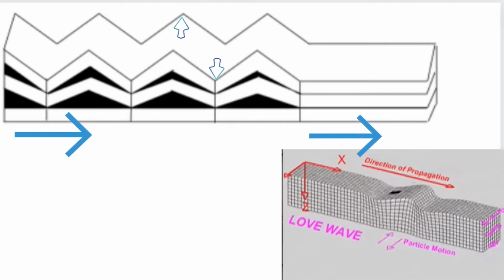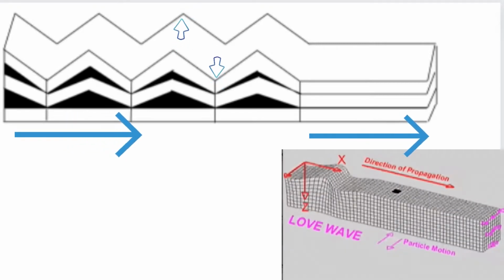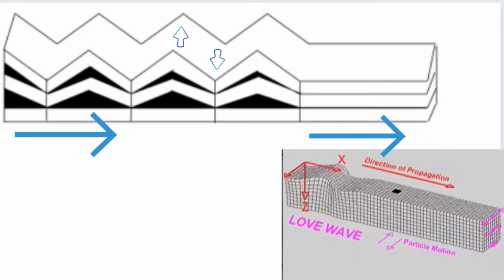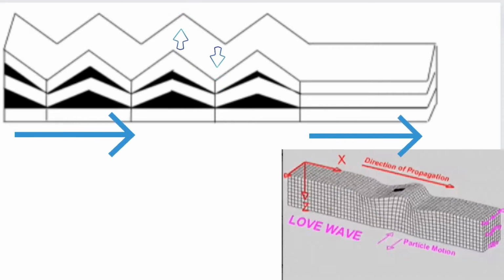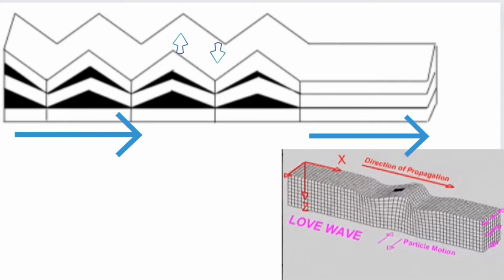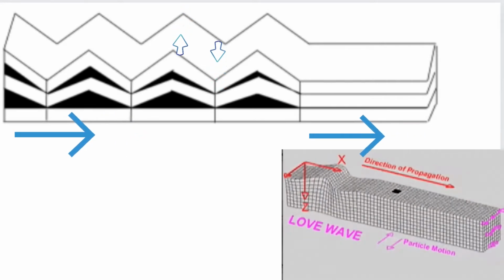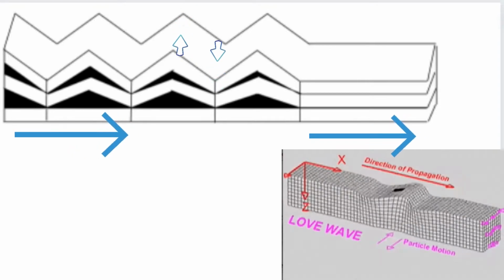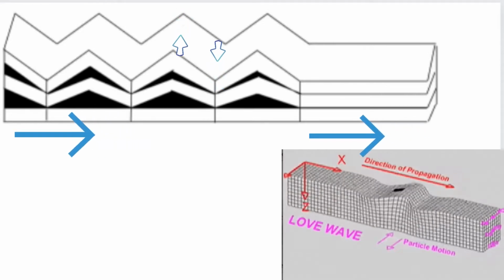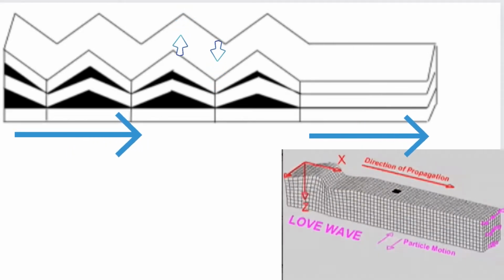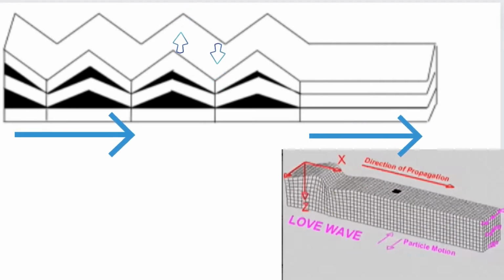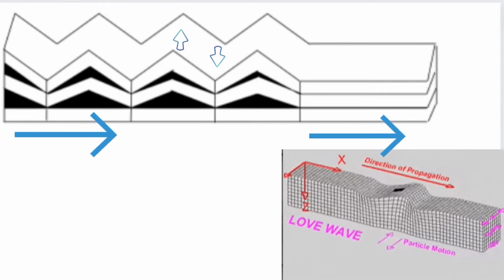Now, one type of surface wave is the Love wave. Love waves are named after A.E.H. Love, the person who discovered them. The small arrows in the diagram at the top show particle motion. The particle motion in the Love wave is parallel to the surface but perpendicular, or at a right angle, to the direction of propagation indicated by the larger blue arrows.